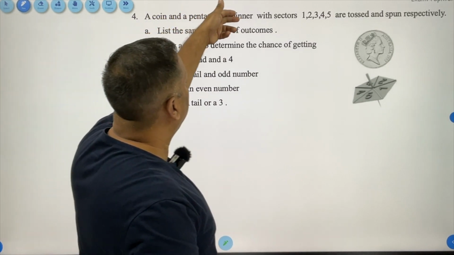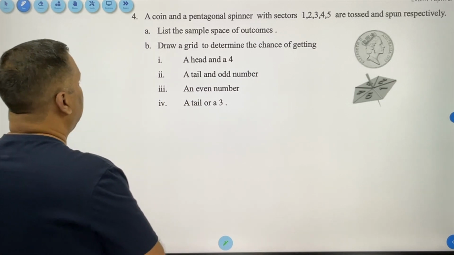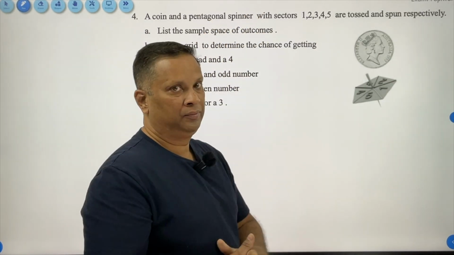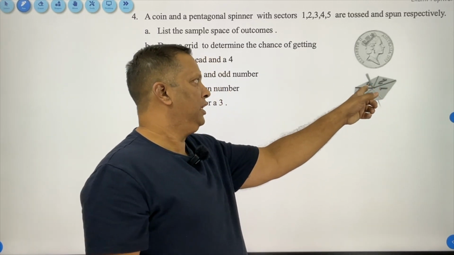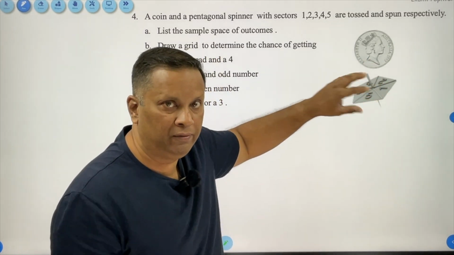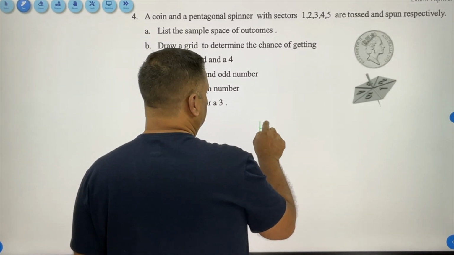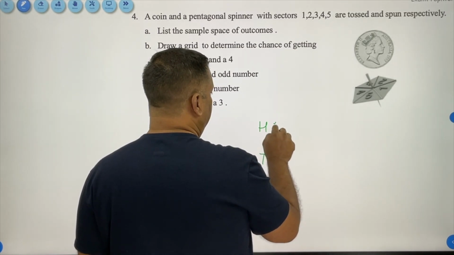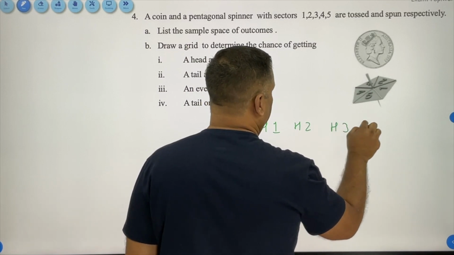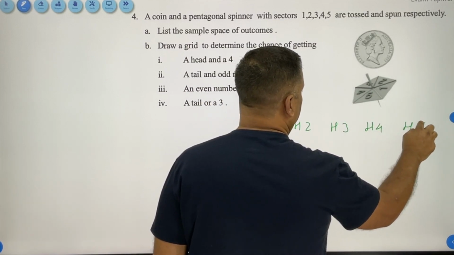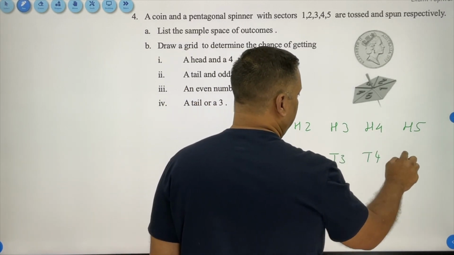A coin and a pentagonal spinner with sectors 1, 2, 3, 4, 5 are tossed and spun respectively, one after another. List the sample space of outcomes. How many possibilities are there? See, you can get head and 1, you can get head and 2, or you can get tail and 5. So many options are possible. So what we will do, we will draw head 1, head 2, head 3, head 4 and head 5. Then tail 1, tail 2, tail 3, tail 4 and tail 5.